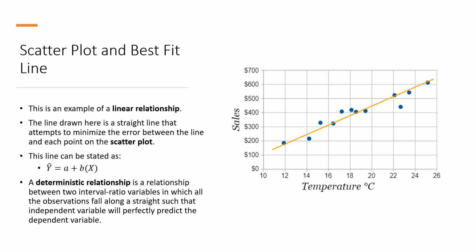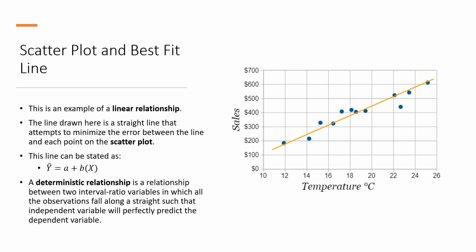Regression models, particularly linear regression models, are an example of what we would call a linear relationship, where we take a scatter plot, a plot of a bunch of different data points, and try to fit what is called a best fit line. The line drawn here in this graph is a straight line that attempts to minimize the error between the line and each individual data point on this scatter plot. So you have a bunch of data points, and the goal is to draw a line that best fits those data points such that the average or mean error is minimized.